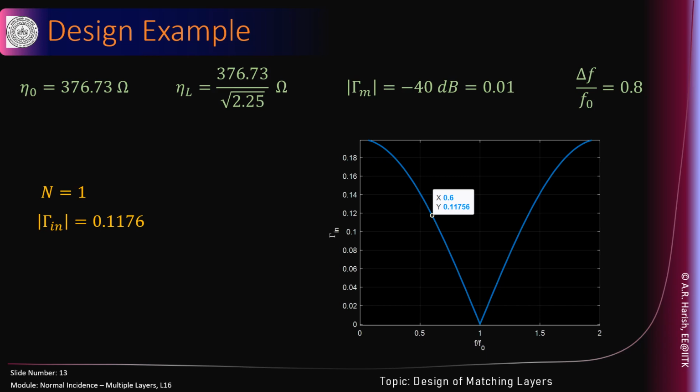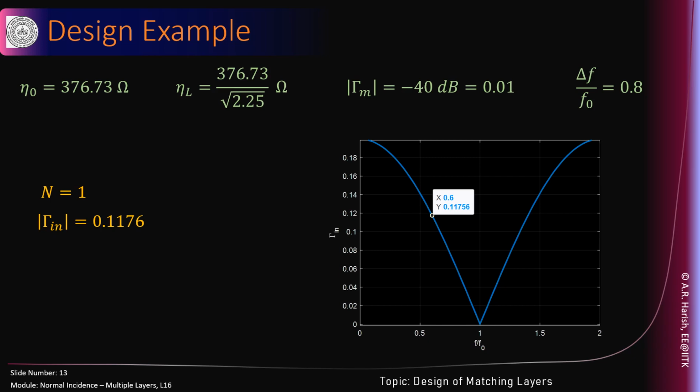Convince yourself it is indeed 0.6. If not, I'll explain to you in the class when we meet on Monday. Probably not this Monday, next Monday. Right. So therefore gamma m we get as 0.1176. It doesn't meet the specification of 0.01.